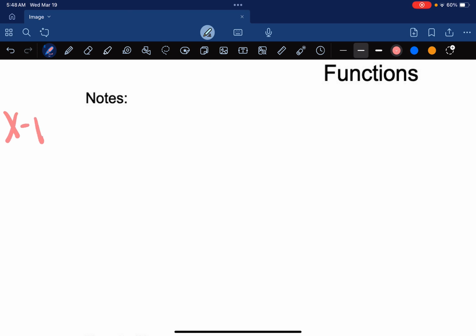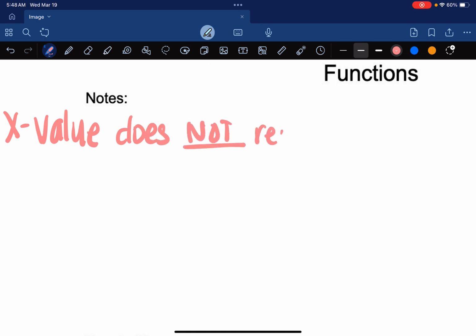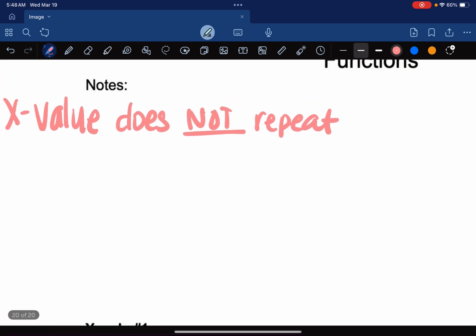X value does not repeat. So we only want to look at our x values. So there's 4 different ways that you will see a function question.